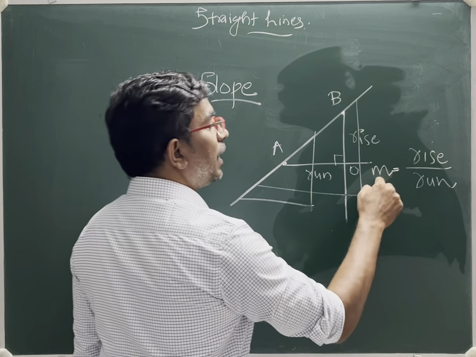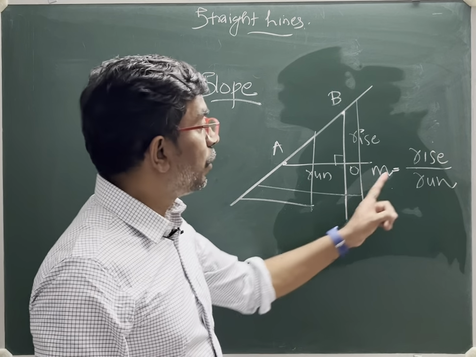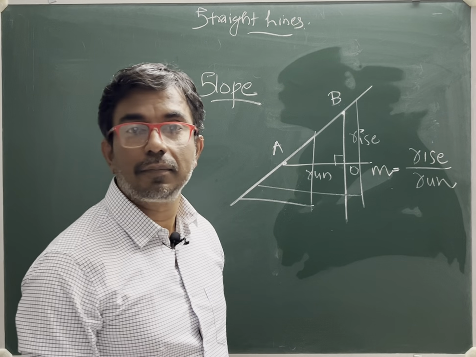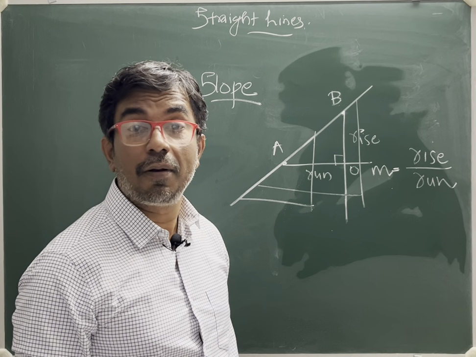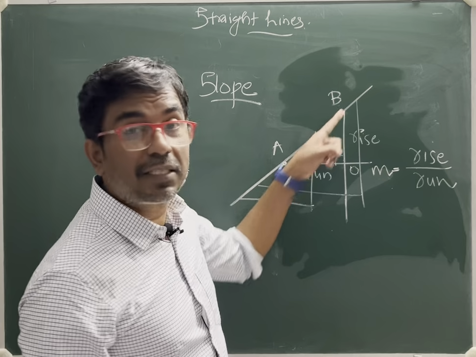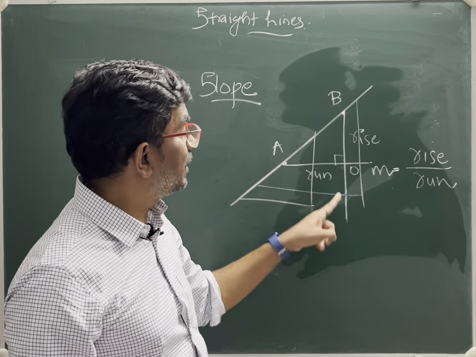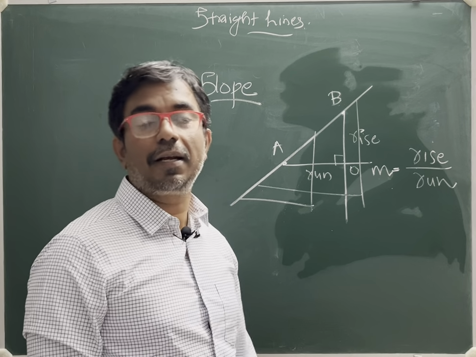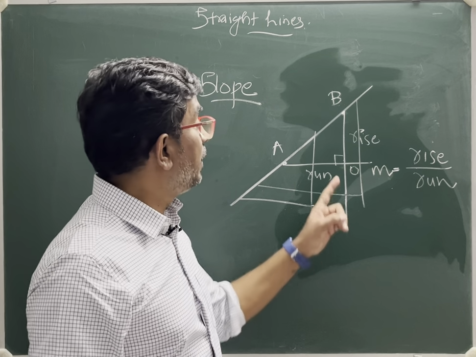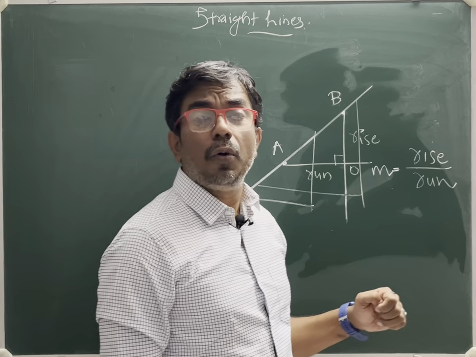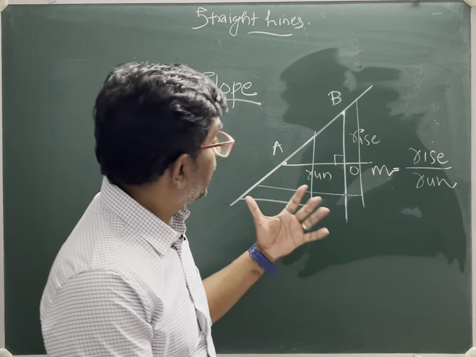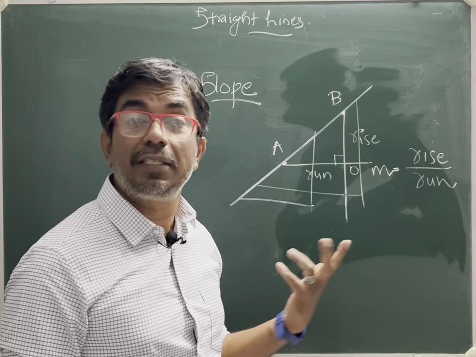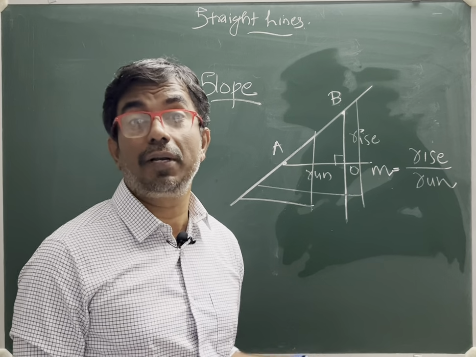Slope, we use the letter m. m is equal to rise by run. Isn't it beautiful? When you make stairs to climb up, you will see this kind of structure under the stairs, a rise and run. Anyway, this is the criterion. Now, we cannot go under every line and check this rise and run. There is a method using coordinate geometry.